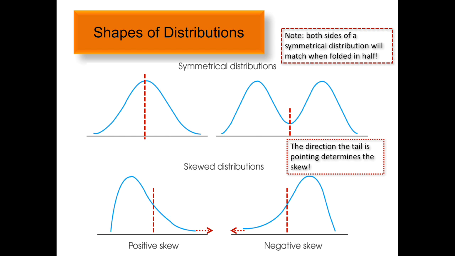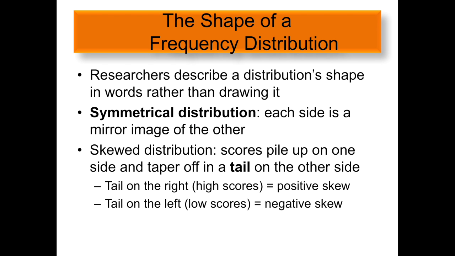I have videos that I have made that show when these are good and bad. Okay. Researchers describe distribution shape in words rather than drawing it. So you're going to call it either a symmetrical distribution or a skewed distribution. And you'll start reading in literature that it had a negatively skewed distribution or a positively skewed distribution. It just means that in the skewed distribution, researchers didn't necessarily do something wrong. Just for whatever reason, the scores are piling up on one side and tapering off in that tail on the other. And it can be either positively skewed or negatively skewed.